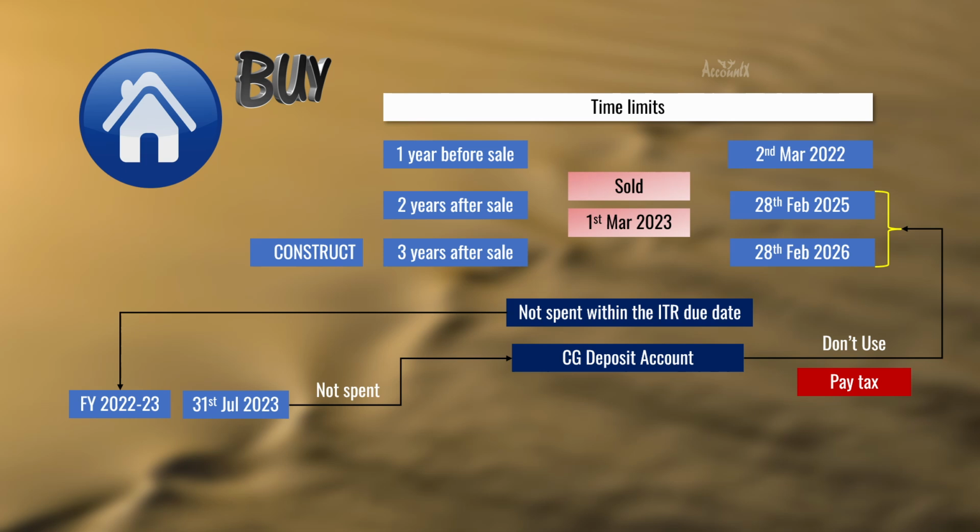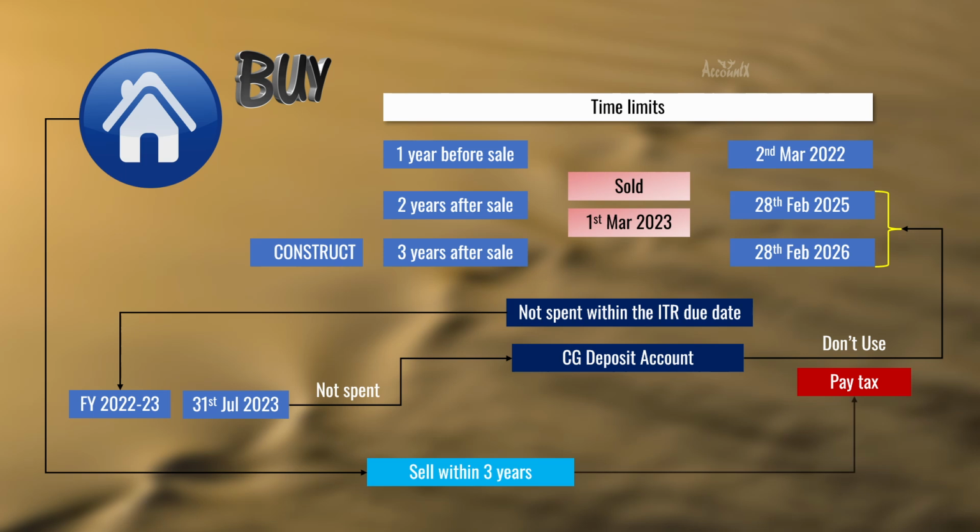Here there is one restriction which is worth noting. If you sell the new house that you buy within 3 years, then you would be required to pay income tax on it. So if you are availing this capital gain exemption benefit and you don't want to pay any tax, ensure that you sell the new house only after you complete 3 years.